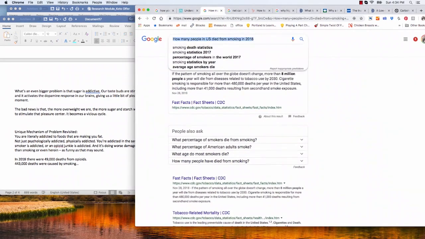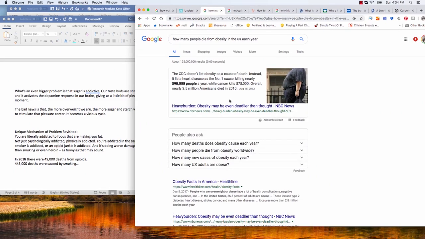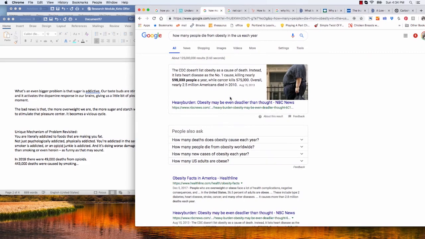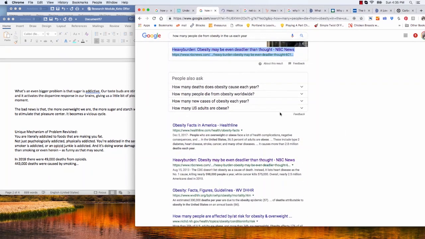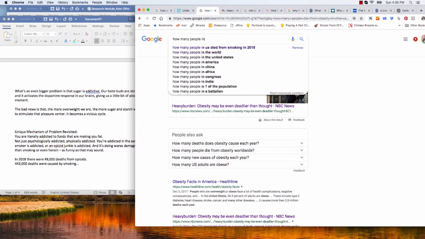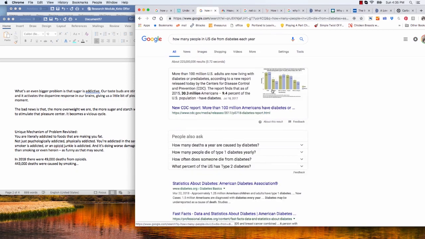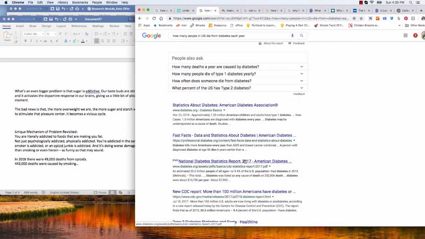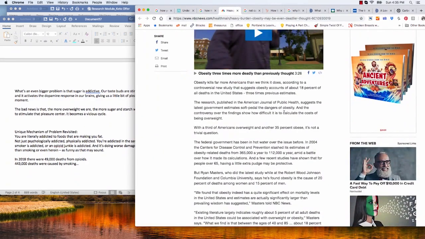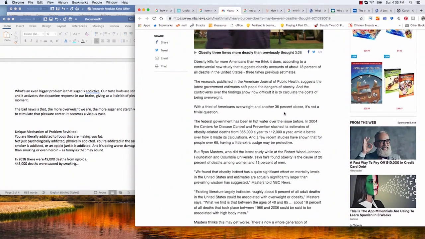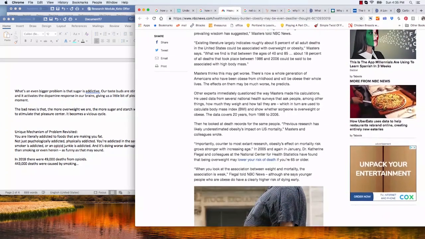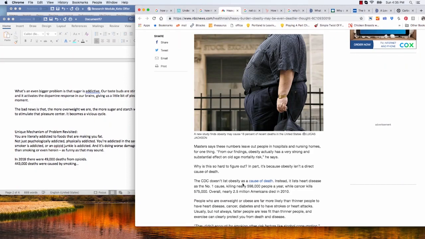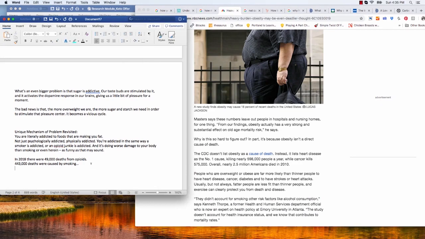Then let's look at how many people die from obesity in the US each year. Okay, how many people in the US die from diabetes each year? Cause of death, 252,000 people. Interesting. So we basically don't know. But we can probably say 1 million people a year die. And heart disease is still the number one killer, which is fascinating.